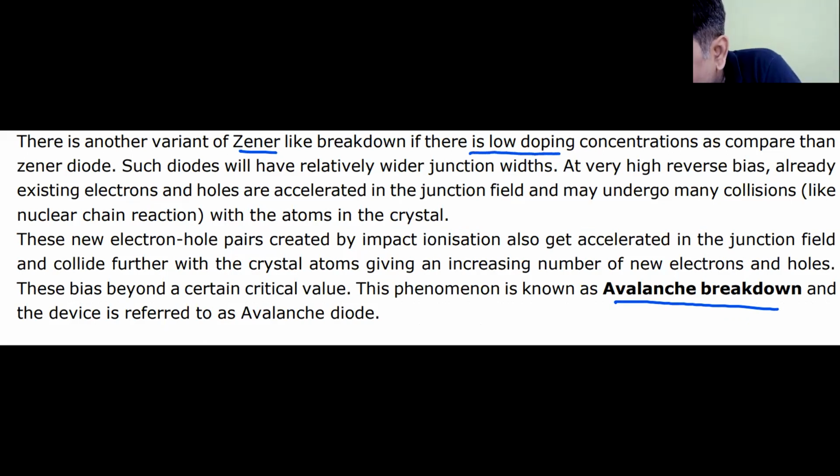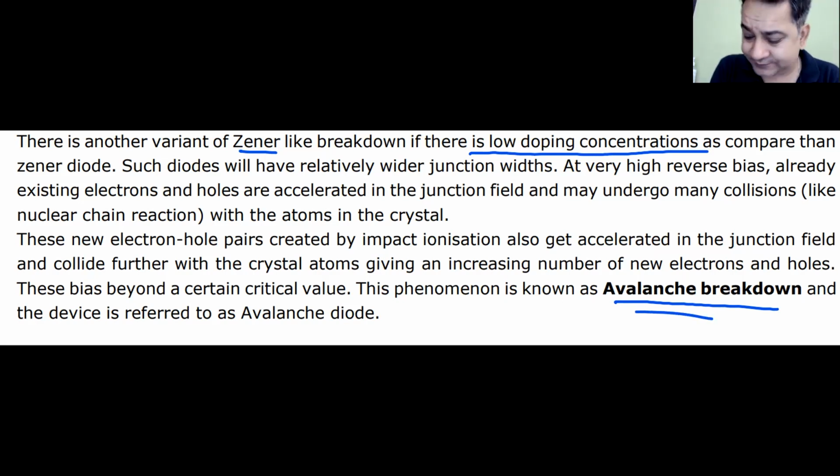If there is low doping concentration, if the doping impurities are very low, you can just simply understand this. Just remember this. If the doping is low, then the breakdown is known as avalanche breakdown. Do we understand this? If the doping is low, then the breakdown is known as which breakdown? This is known as avalanche breakdown. Yes or no? Just remember this.